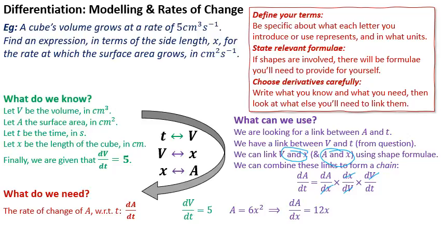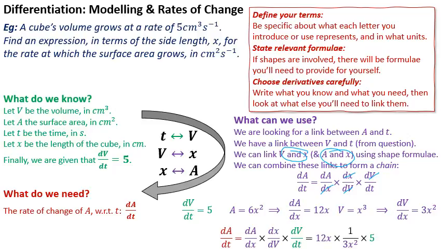there are 6 faces, so 6x squared, and that gives the rate of change of the area as 12x. Volume is very similar. We have volume of x cubed, giving us the rate at which the volume changes with respect to x, the side length, as 3x squared. Put them all together and take care with the dV by dx because we need to use dx by dV. So I'm using the reciprocal of 3x squared, combining it with dA by dx, which is the 12x, and finally bringing in the 5, which represents dV by dt from the question, and that gives us our result.